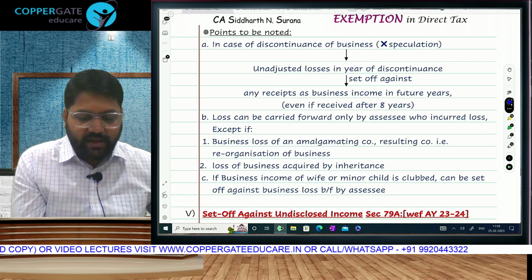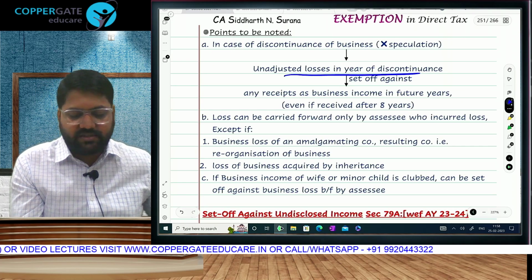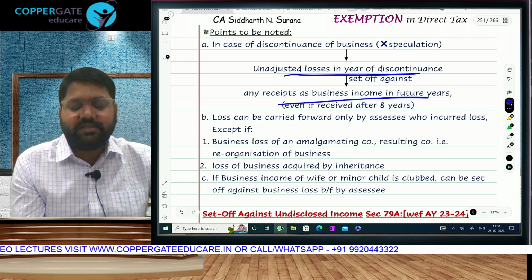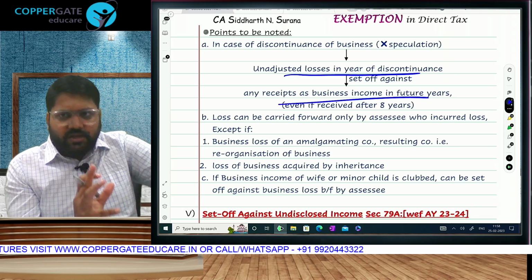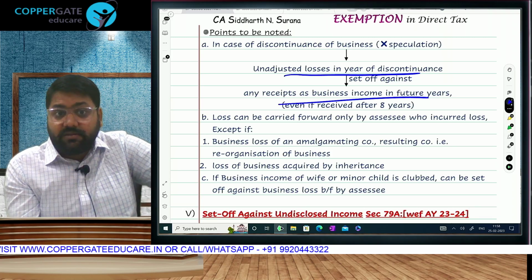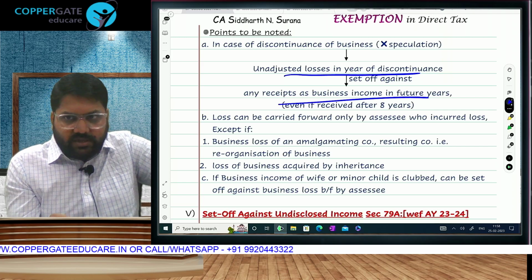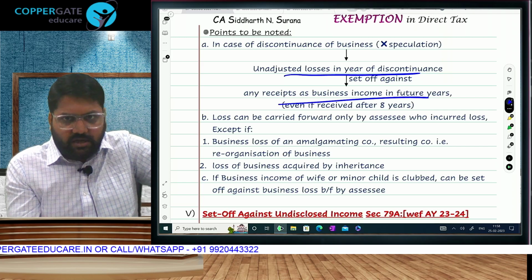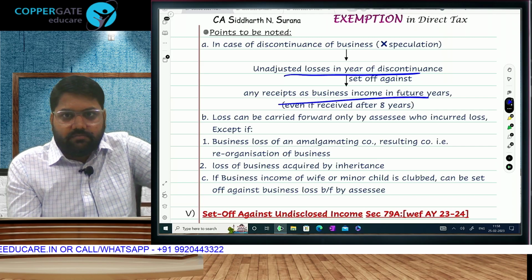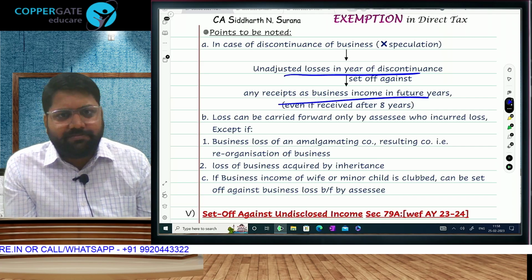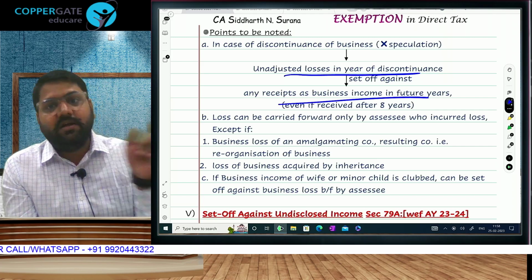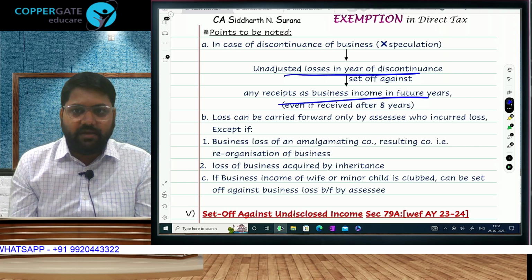Normal businesses: the unadjusted losses of the year of discontinuance can be adjusted against receipts in future years, even after 8 years. Supposing you shut down your business other than speculation, and after 8 years your losses lapse, but now you get some receipt like bad debts recovered, then the year of discontinuance loss can be adjusted.